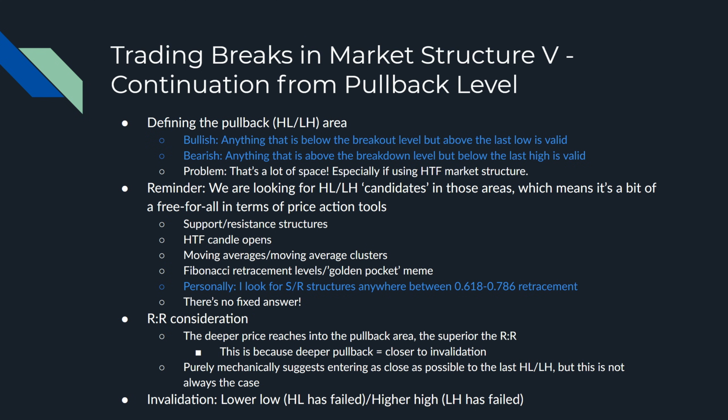Personally, I look for support resistance structures anywhere between the 618 and 786 retracement. Some will know that as the price action OTE type of thing, but just kind of between the deeper fib levels. And there's no fixed answer, really.